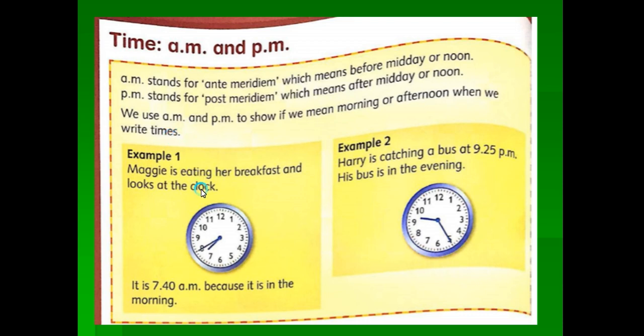Now, here is example 1. Maggie is eating her breakfast and looks at the clock. When do you eat breakfast? It's in the morning. So when you want to write the time, it is 7, and the minute hand counts 5, 10, 15, 20, 25, 30, 35, 40. This is the minute hand reading 40. So it is going to be in the morning because you eat your breakfast in the morning.